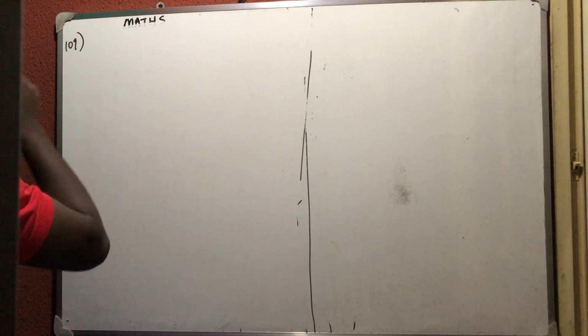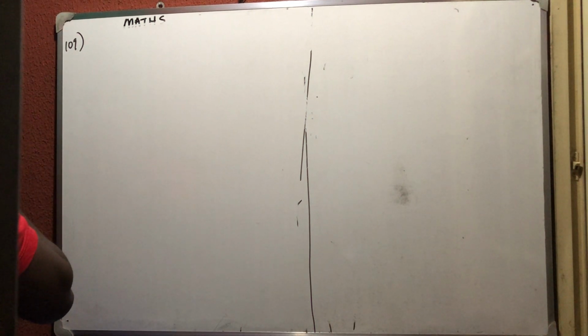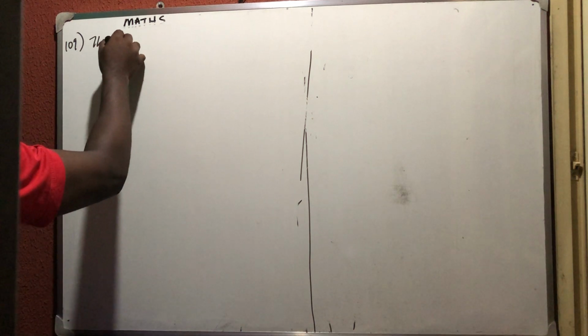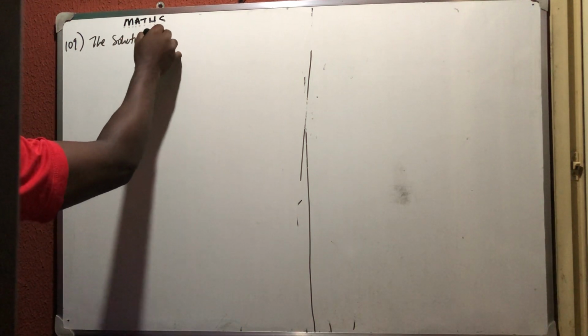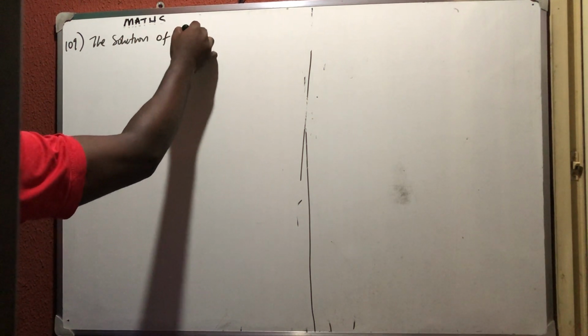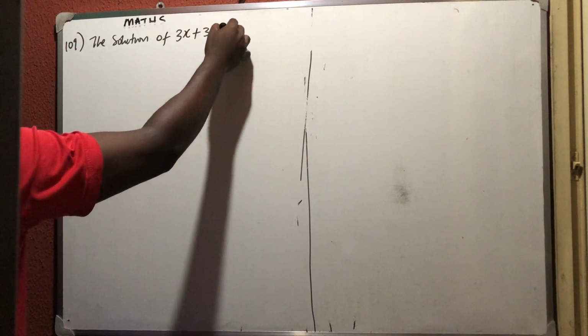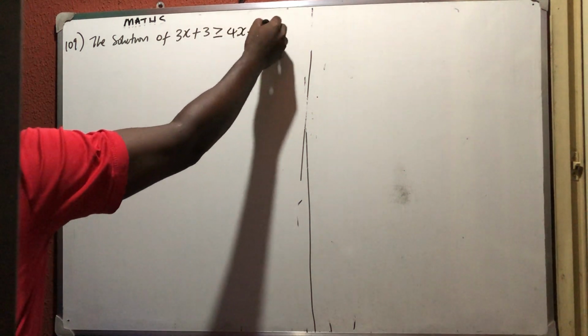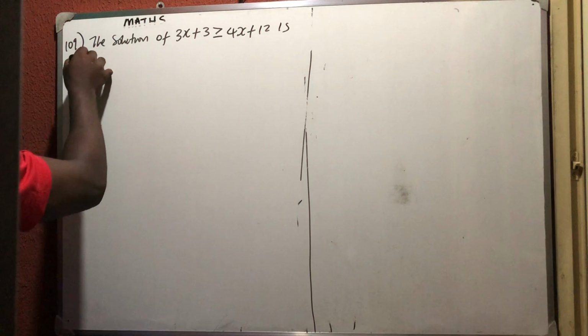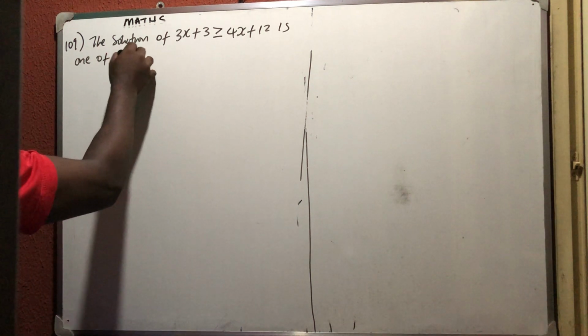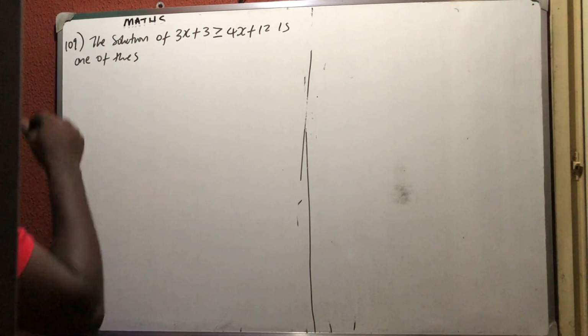So number 109. Number 109 said the solution of 3x plus 3 is greater than or equal to 4x plus 12 is one of these. Okay, so let us do that. Solution.